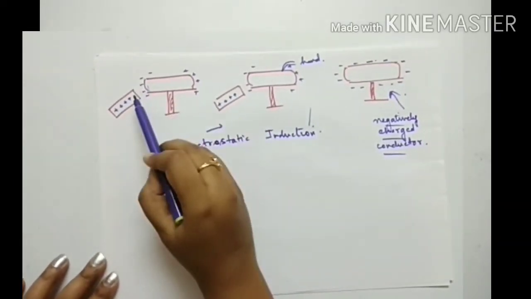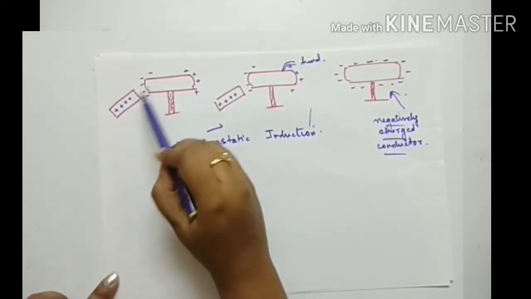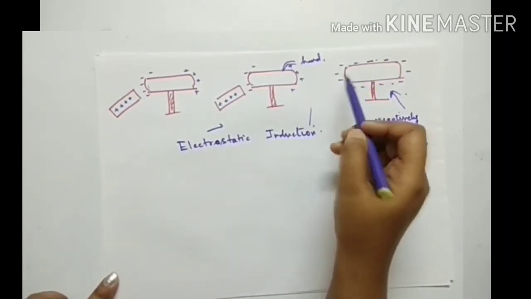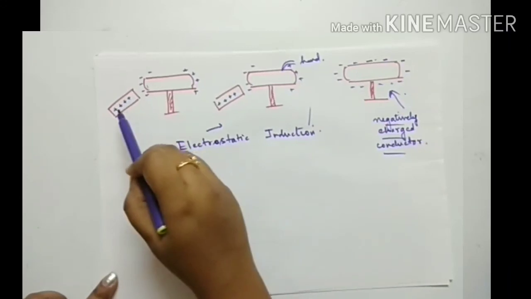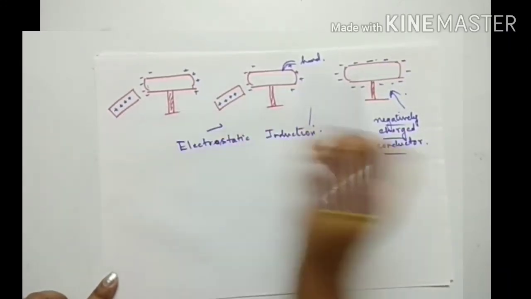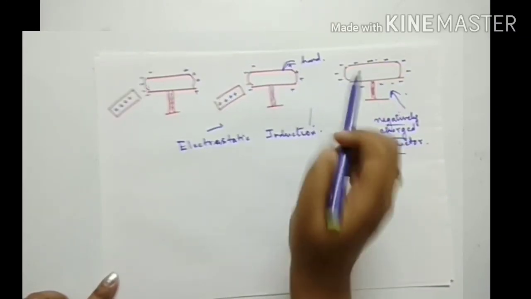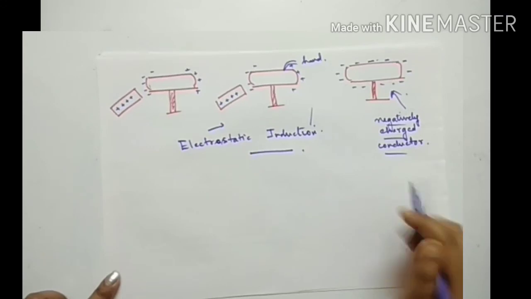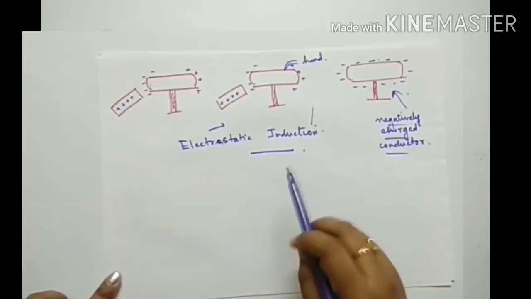You can see this body is not touched with this body. So without touching these two bodies, you could charge it with a negative charge. By bringing a positive charge, you could make it negatively charged. So this was all about electrostatic induction. This was the introductory part for today.